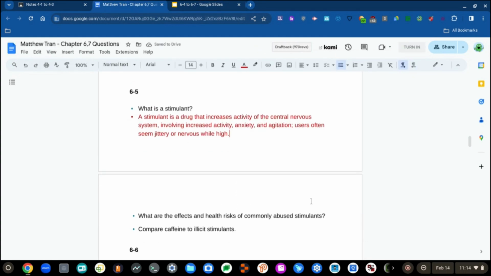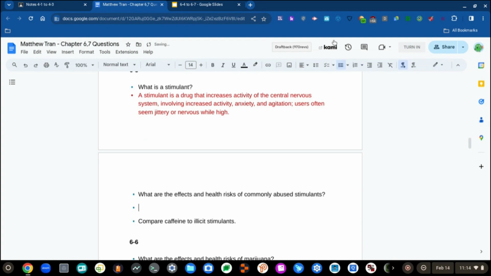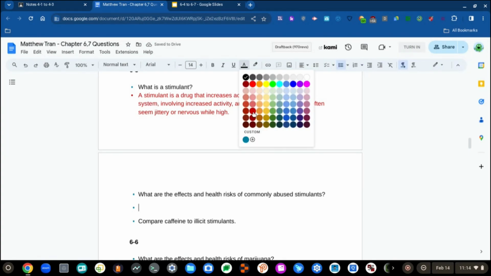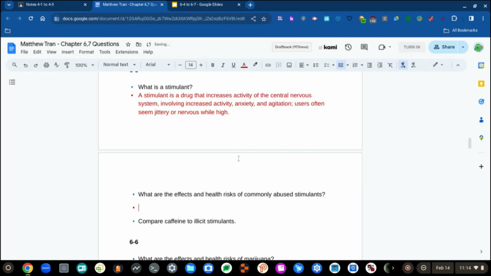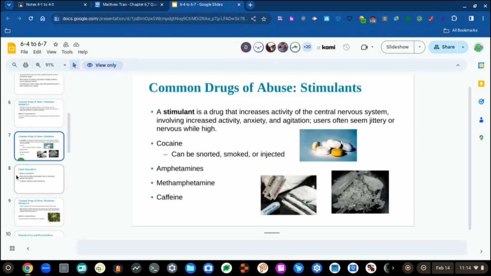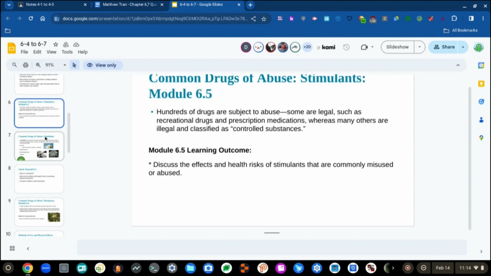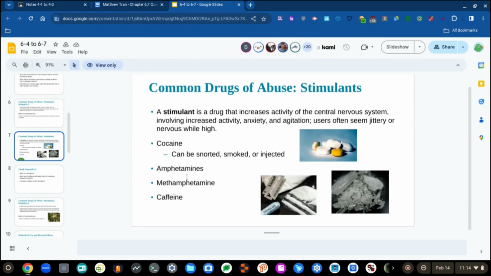A stimulant is a drug that increases activity in the central nervous system. So it speeds you up, right? It makes your heart rate go up, you feel energetic, with increased activity, but also things like anxiety, agitation, jitteriness, nervousness. So one of the side effects is, if you're prone to anxiety, it might increase it.